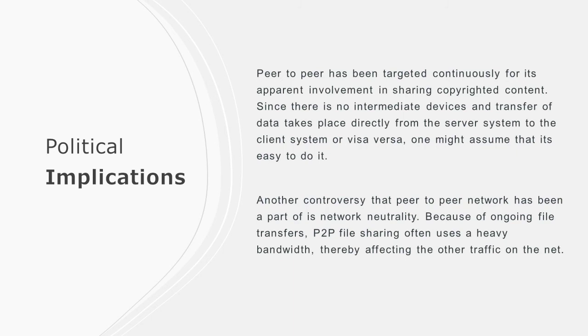Another controversy that the peer-to-peer network has been a part of is net neutrality, because outgoing file transfer, also known as point-to-point file sharing, often uses heavy bandwidth. They're affecting other traffic on the net.